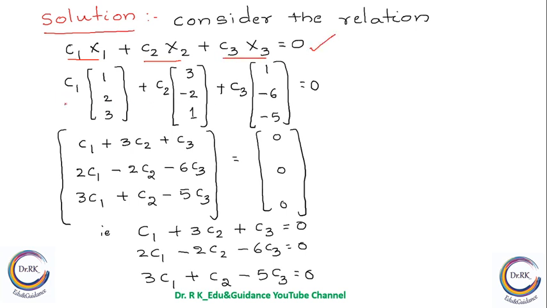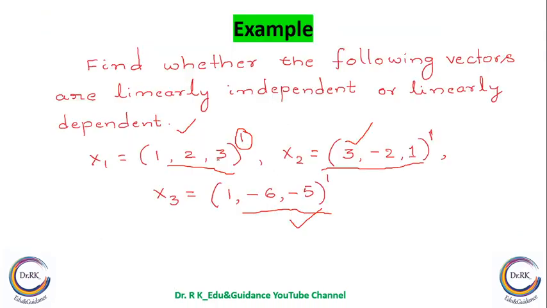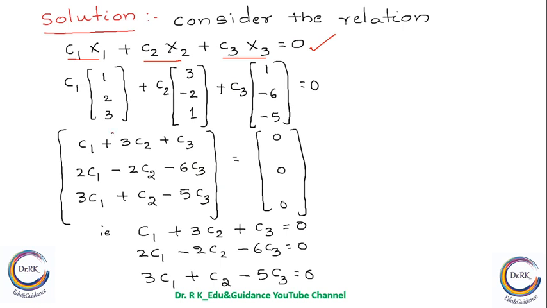Right? So c1 into first vector, 1 2 3, so you can take as it is or transpose. So C1 into first vector, C2 into second vector, C3 into third vector equal to 0. Very simple. Now C1 plus 3C2 plus C3, 2C1 minus 2C2 minus 6C3, so 3C1 plus C2 minus 5C3. So all are equal to 0, 3 equations. Now next, what is the next step?